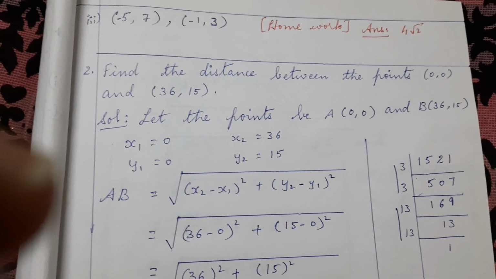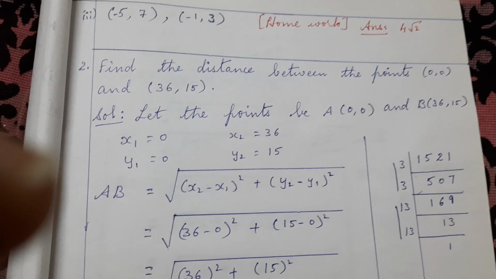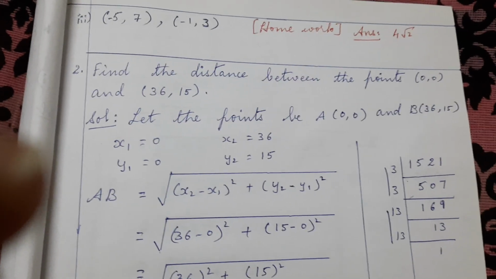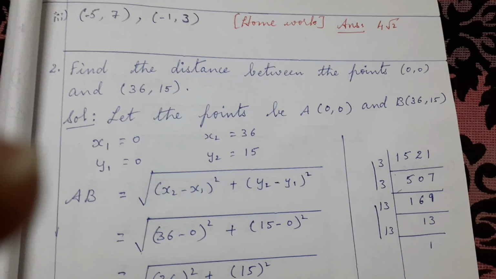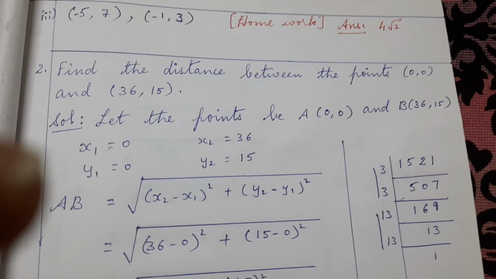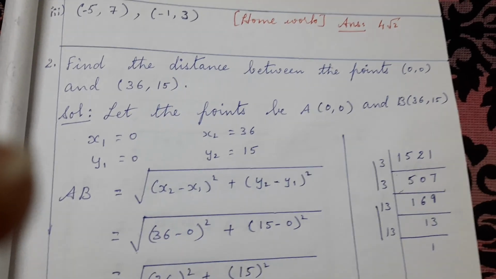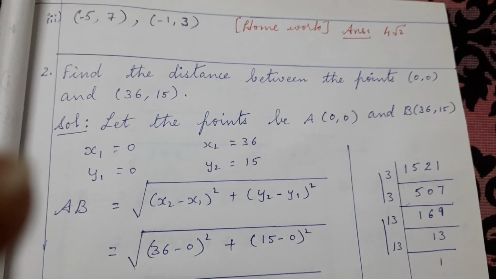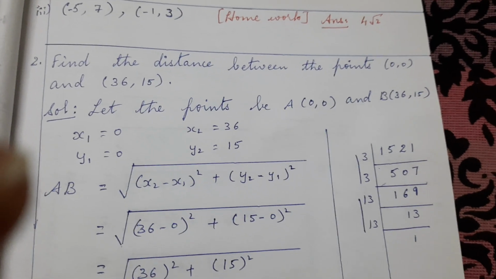Now the third sum is for homework: (minus 5, 7) and (minus 1, 3). The answer is also given, you can verify your answers. Next, the question is, find the distance between the points (0, 0) and (36, 15). You know very well that (0, 0) is the coordinates of the origin, and the distance from the origin is root of x square plus y square. But I am using the distance formula, see how I do it.